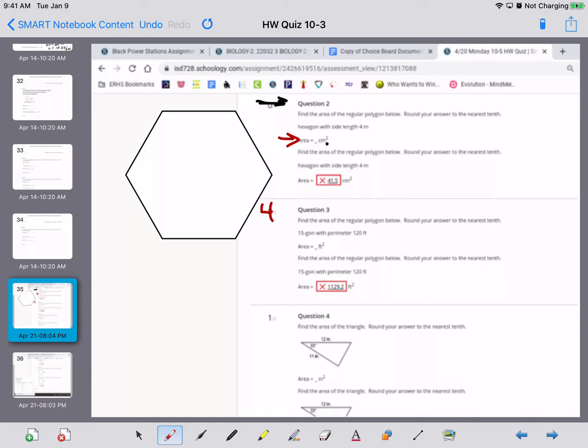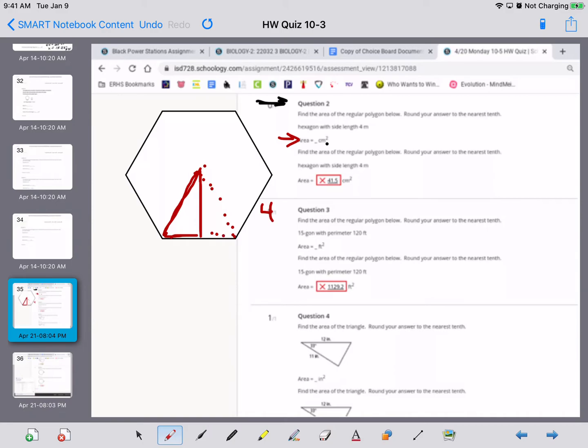Find the area of the regular polygon below. Round your answer to the nearest tenth. That's what I'm looking for. Here's the deal. There is something called an apothem. I'm going to do this a couple different ways. This is from the 10-5 quiz. So I'm going to find the measurements in this one triangle. Remember, that's half of that whole triangle.